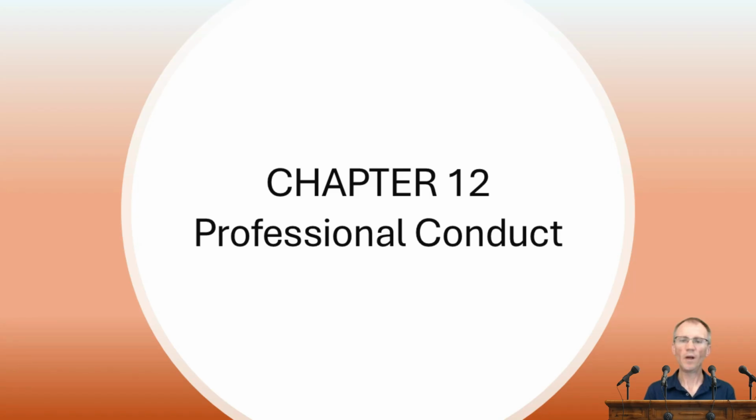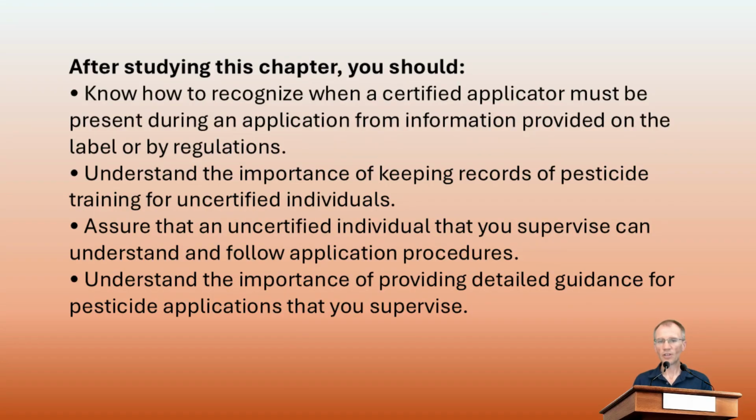Let's look at Chapter 12 of the Core Pesticide Training Manual, Professional Conduct. After studying this chapter, you should know how to recognize when a certified applicator must be present during an application from information provided on the label or by regulations. Understand the importance of keeping records of pesticide training for uncertified individuals. Assure that an uncertified individual that you supervise can understand and follow application procedures.